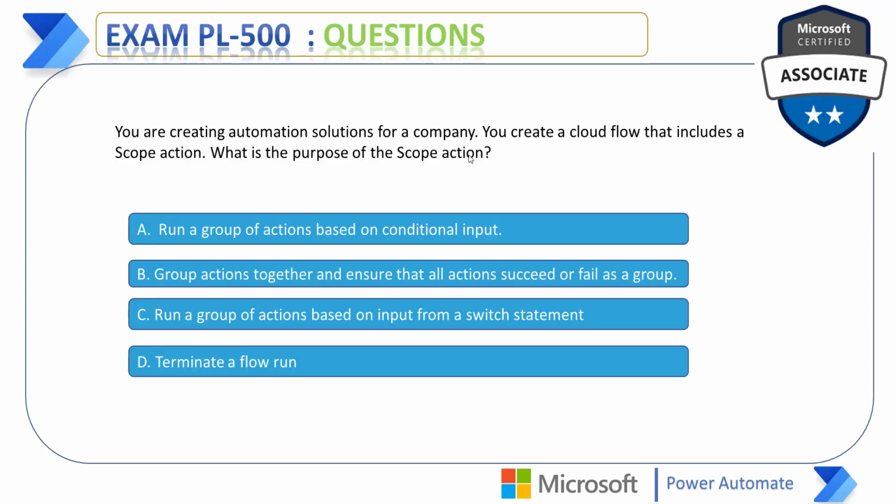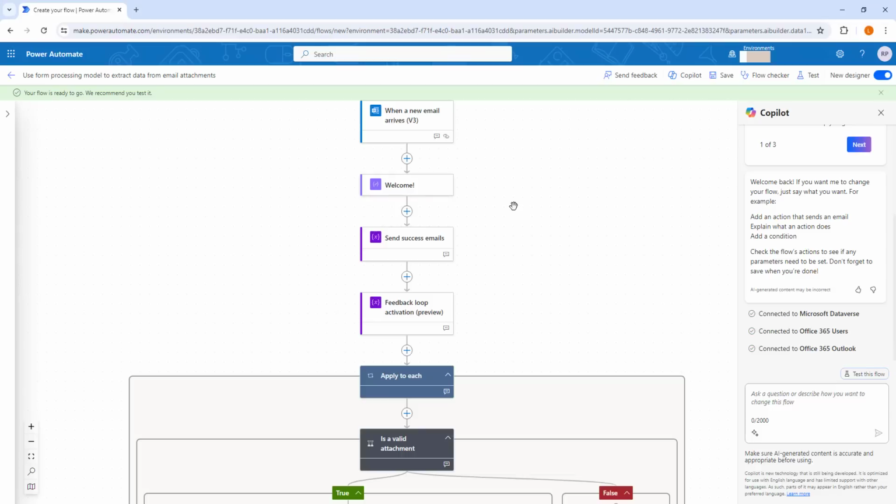Before answering this question, we will learn what scopes are in cloud flow. Scopes are a special kind of action in Power Automate that, unlike other actions, does not perform any actual work. So, what's the big deal with scope? A scope is a way to organize or group actions and conditions together in Power Automate flows. It can really help with error handling.